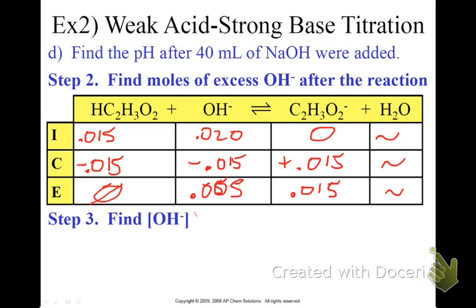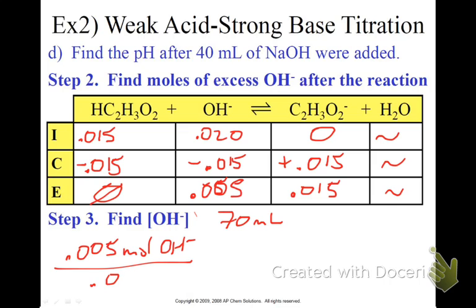Alright, and so our new volume is going to be 70 milliliters because we added 40 to 30. And so if we have 0.005 moles of hydroxide in 0.070 liters of solution, that means we have 0.07 molar hydroxide.